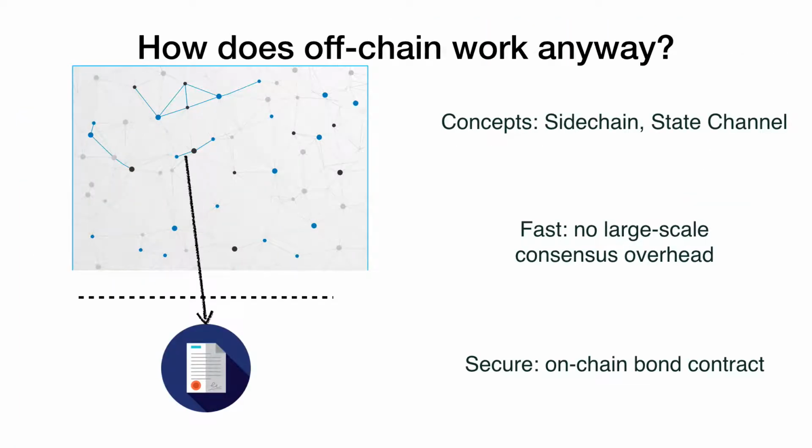Okay, so how does off-chain work anyway? What do I mean by off-chain? Off-chain means that we bring many transactions away from the blockchain. Basically, we put them off the blockchain. The basic concepts include side chains, and some names you may have heard about, like Plasma in the Ethereum community, and maybe you have heard about state channel or payment channel.